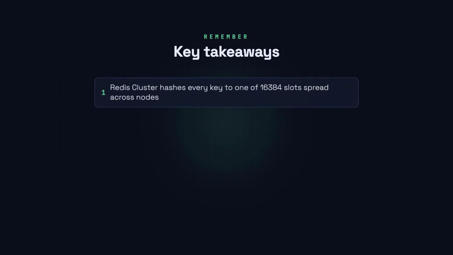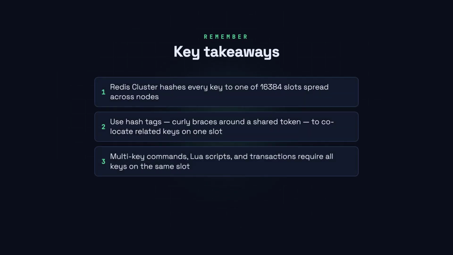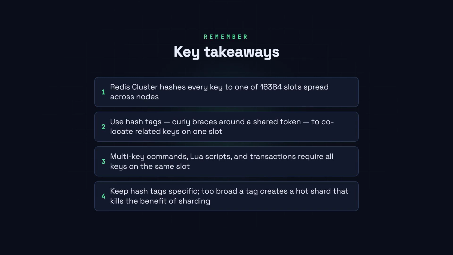Sharding scales Redis horizontally, but it demands deliberate key design. Co-locate keys that must be operated on together using hashtags, keep those tags narrow, and your cluster will stay balanced under load.